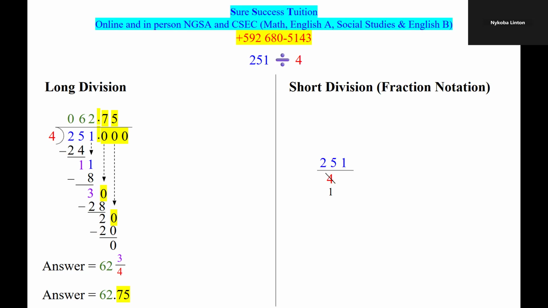Same steps, 4 into 4, 1, 4 into 25, 6. We have a remainder of 1. Now, 4 into 11 is 2. We know now that we had a remainder of 3. So we could keep that in our mind as we put the answer in fractional form. So let's have 62 3/4.